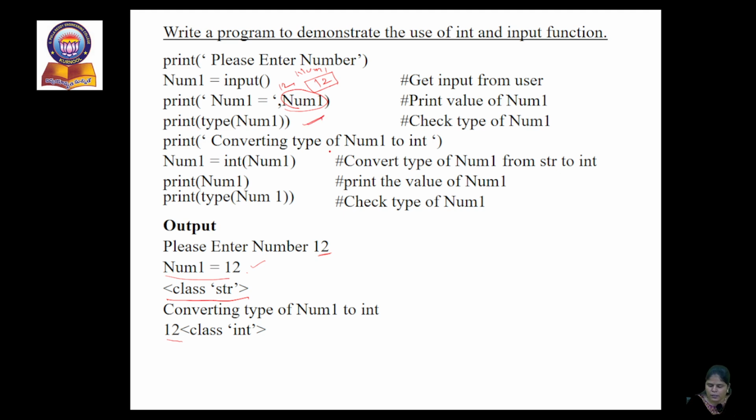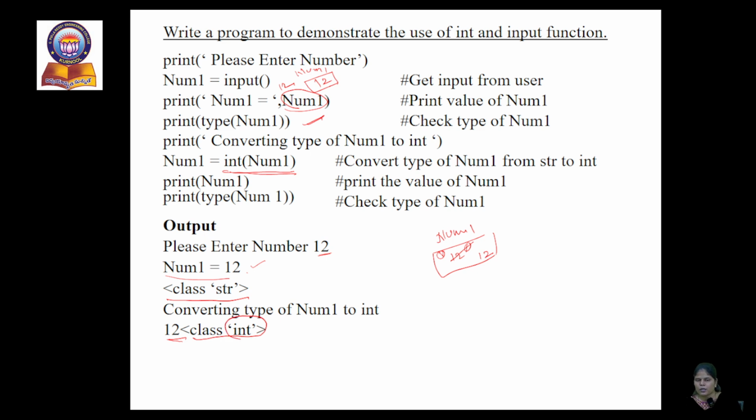Now converting the type of num1 to int. So what I have considered is num1 equal to int of num1. Now num1 will be created. At the starting it will be stored like this, now this will be removed, and it will be stored as 12. So the quotations will be removed, and 12 will be stored. Print num1, it has printed 12. Type of num1, what it has printed: integer.